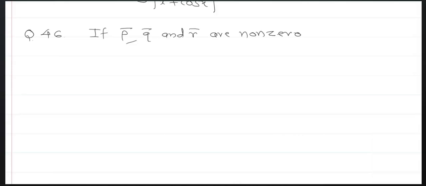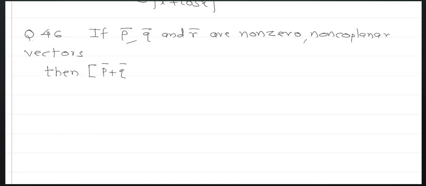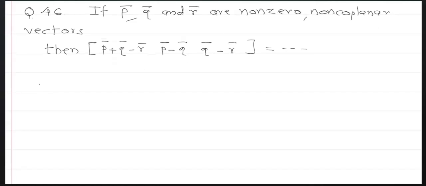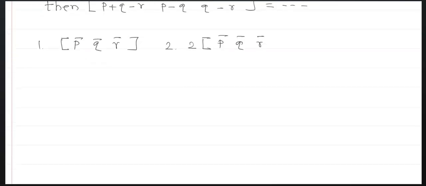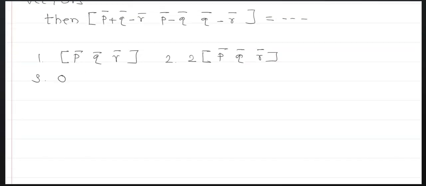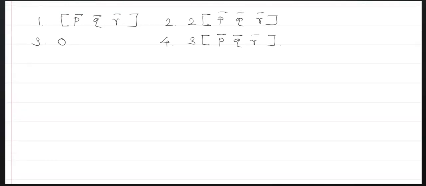And the next is: if p bar, q bar, r bar are non-zero, non-coplanar vectors, then what is p bar plus q bar minus r bar, p bar minus q bar minus r bar equal to? Now these are the options. Then we want to evaluate this box product. It's very simple.